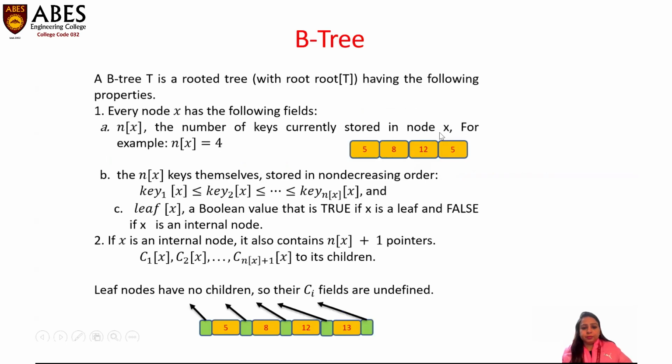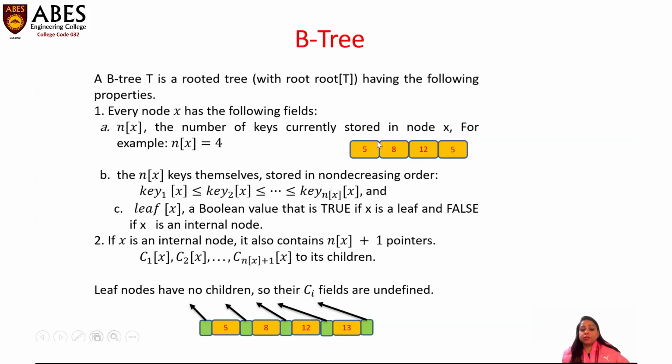Let's start. A B-Tree is a rooted tree with a root that is labeled as the root of T. It consists of a root node having some of the following properties. The first property is that every node X has the following fields. N of X represents the number of keys, the number of values, that are currently stored in this node X.